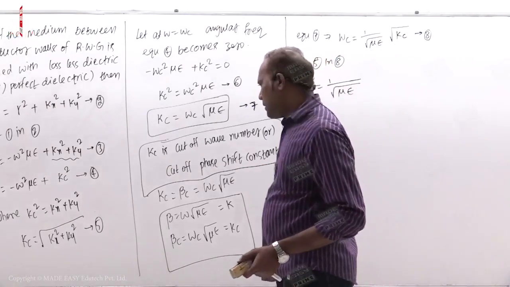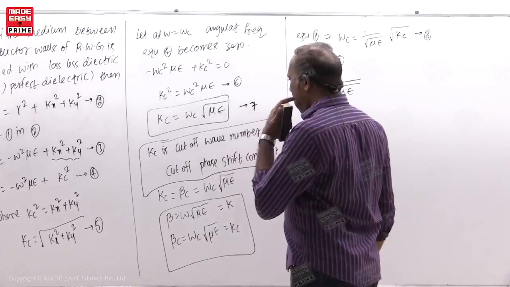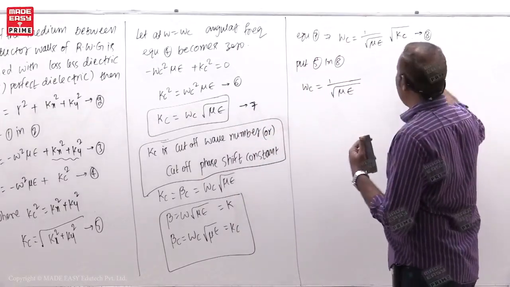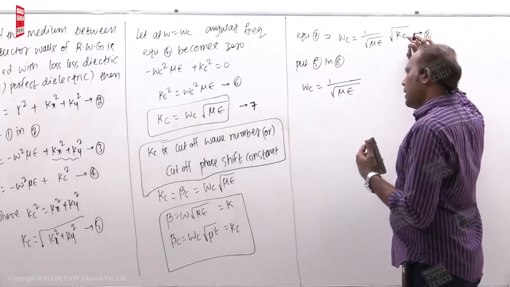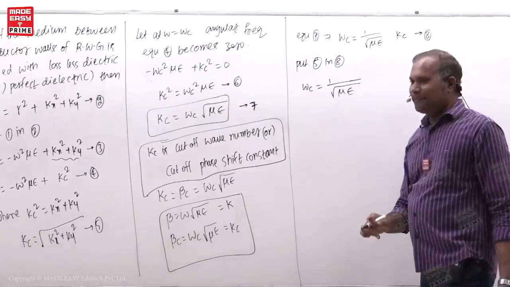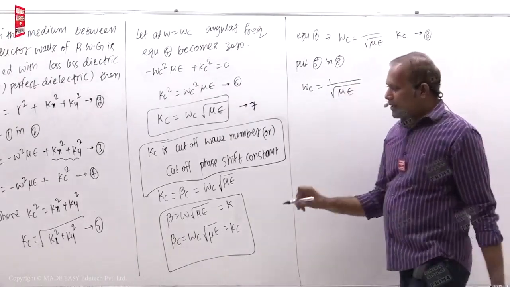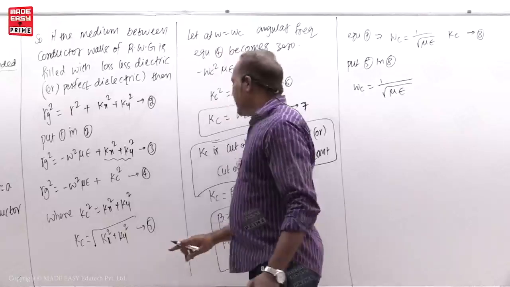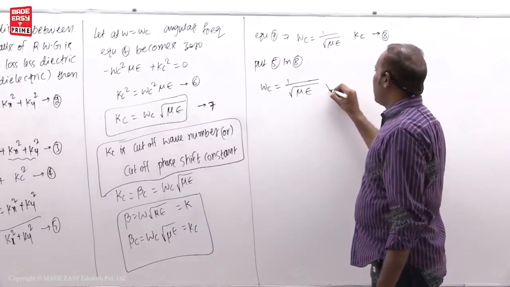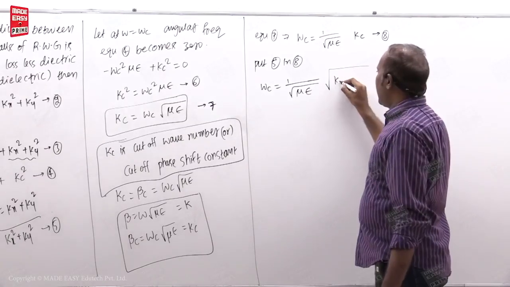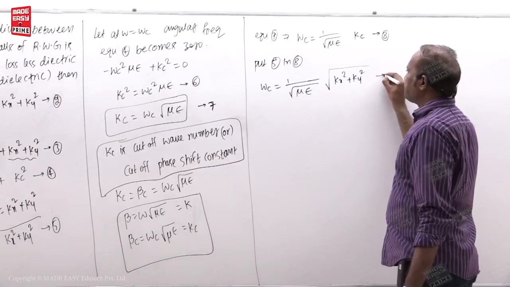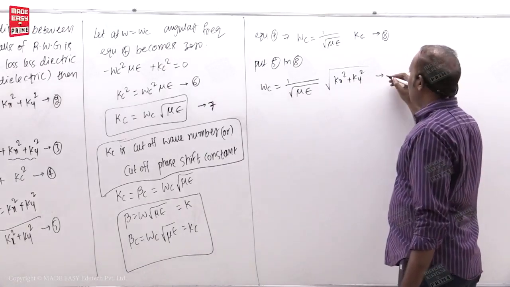Actually, is there any print mistake here? Students, why did I put root here? No root, right? Yes, 1 by root mu epsilon, no root here. Okay. So now put equation 5, that is kc, in equation number 8. So here kc is nothing but root of kx square plus ky square. So this one is 9.